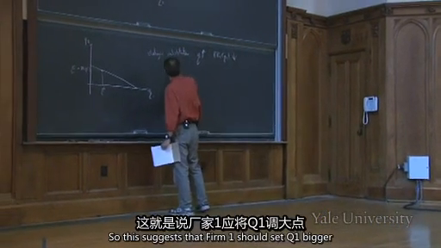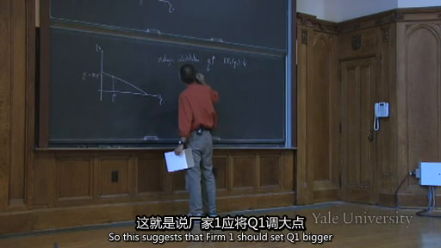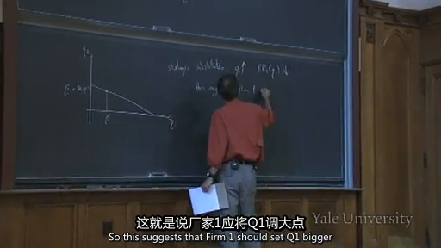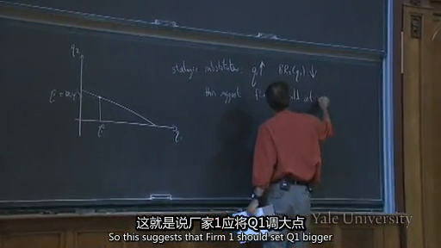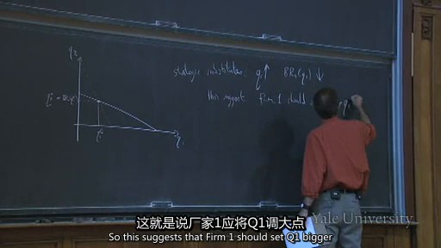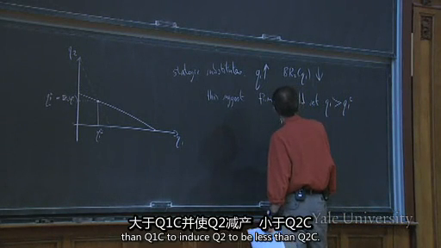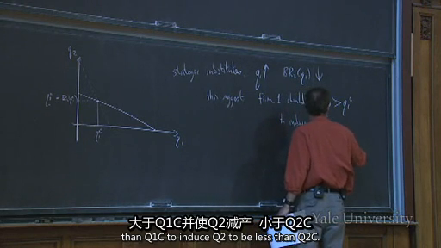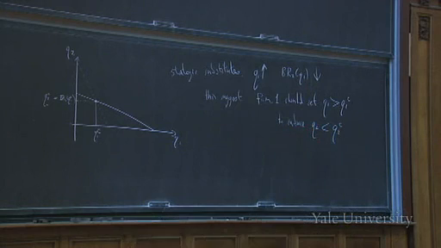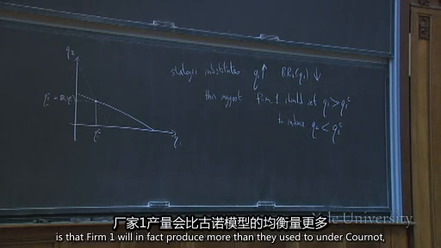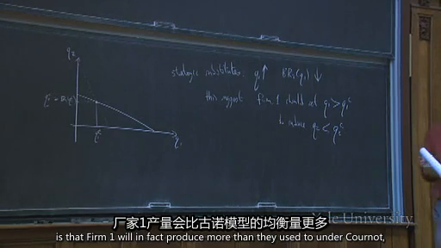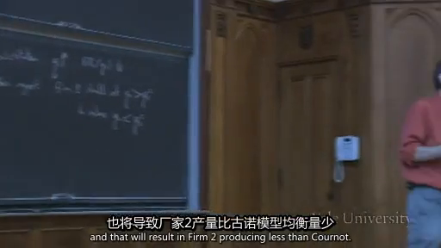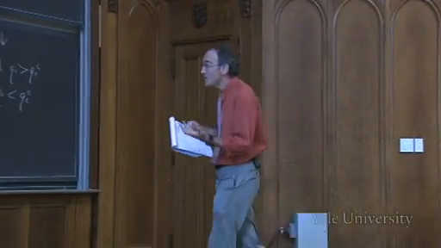So this suggests that firm 1 should set Q1 bigger than Q1C to induce Q2 to be less than Q2C. So the first thing we've learned, and we'll see this in the math later, is that firm 1 will in fact produce more than they used to under Cournot, and that will result in firm 2 producing less than Cournot.